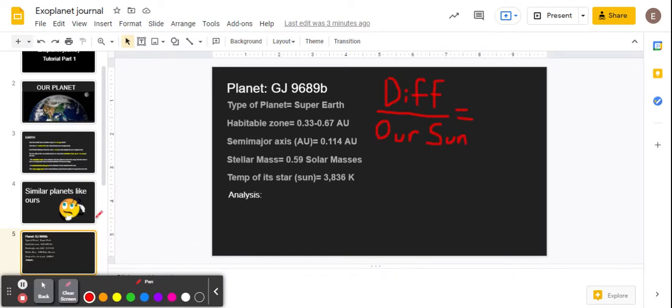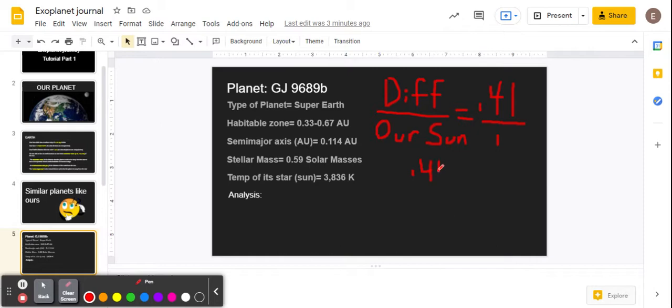The formula that we're going to use in order to come up with our calculations is the difference between the two stars divided by our sun. So in this case, the difference will be 1 minus 0.59, which will be 0.41. And you're going to divide it by our sun, which is 1. Anything divided by 1 is just going to be itself, so it'll just be 0.41.